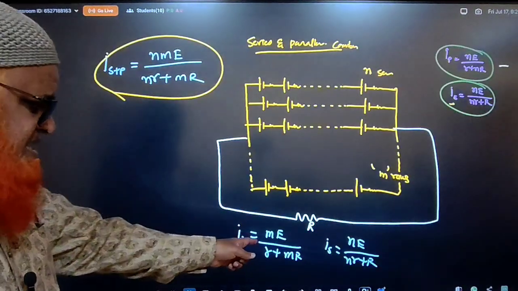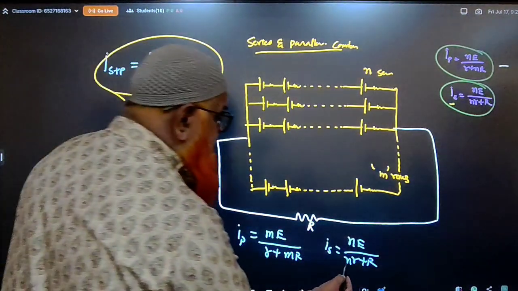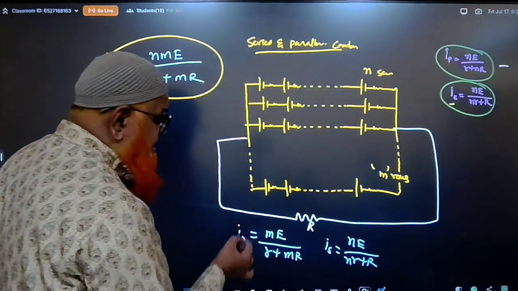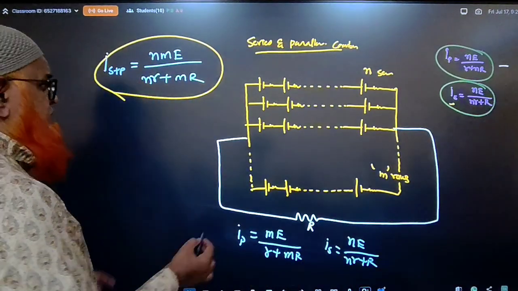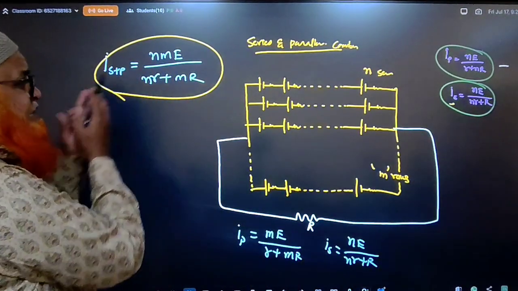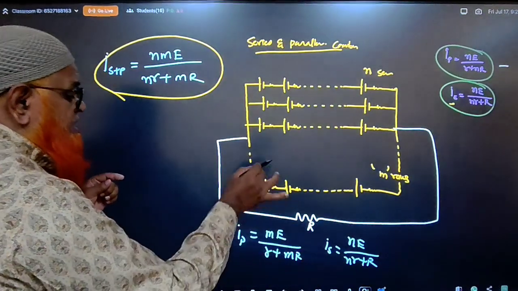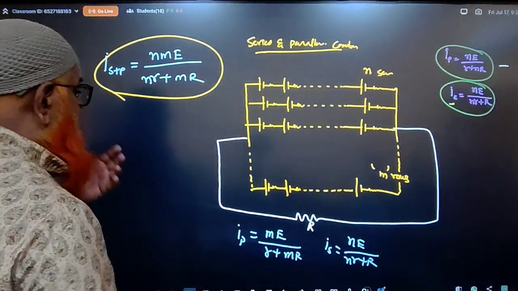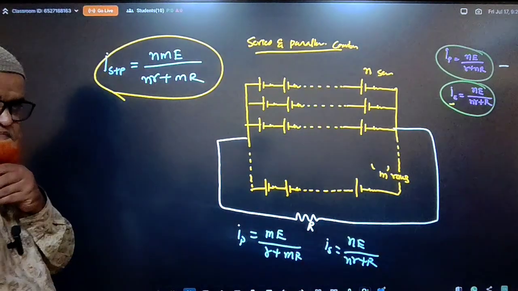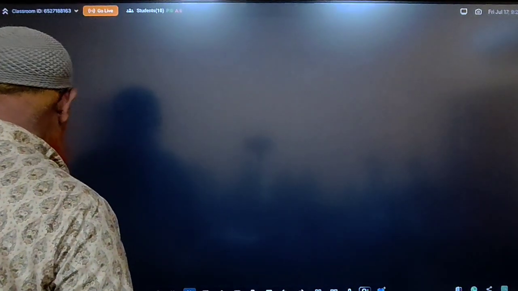If you take series as n and parallel as m, where in the series n is multiplied to internal resistance, in parallel m is multiplied to external resistance capital R. The combination of these two will create a new formula in which numerator should be having n and m into e divided by small r plus m into capital R. Hope you understood this one. Is it okay? So this is going to be the formula here now.